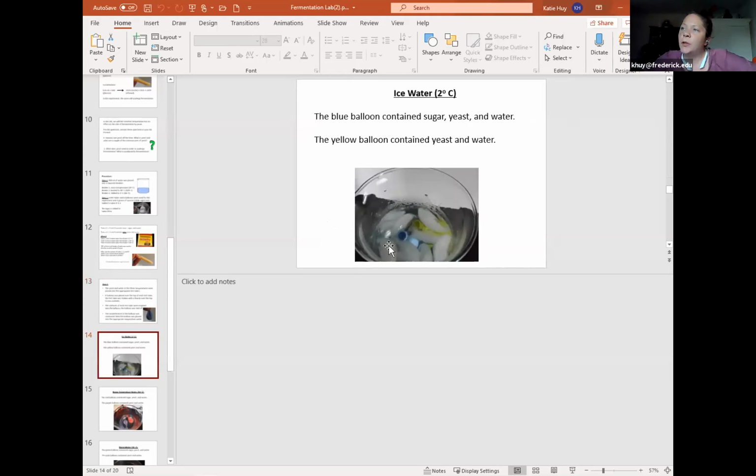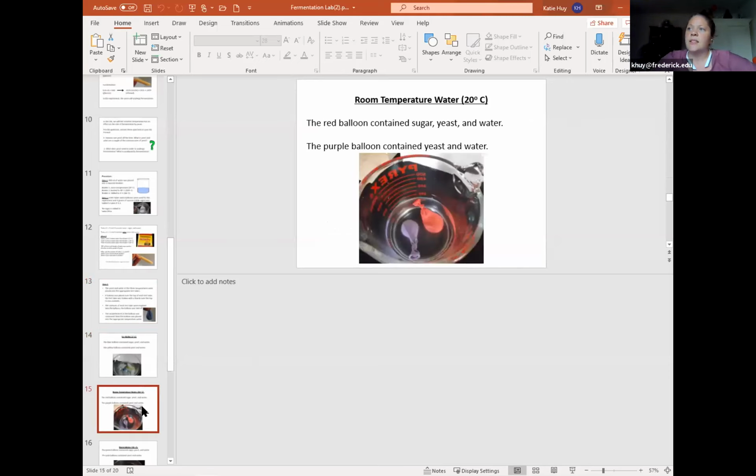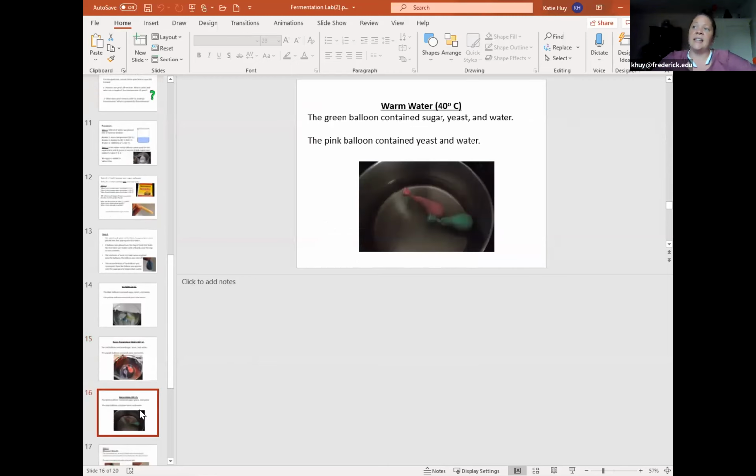So we will see that we have 2 balloons that we put the 2-degree water in, and now we're putting the balloon itself into 2-degree water. Same thing for room temperature. We're putting the room temperature test tubes that we put into the balloons into room temperature water. And then that nice warm water as well.